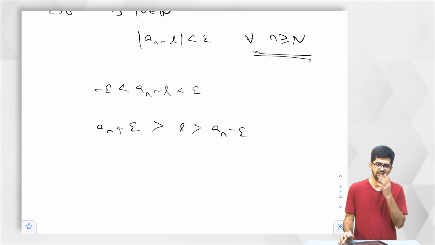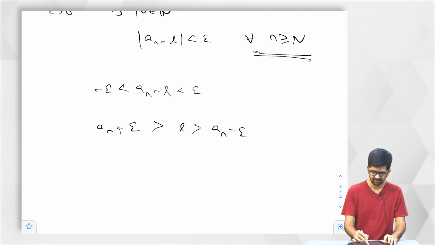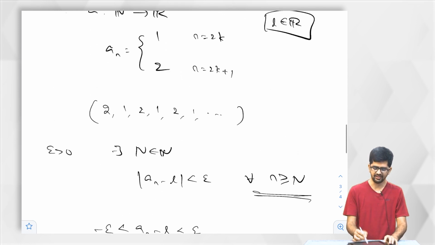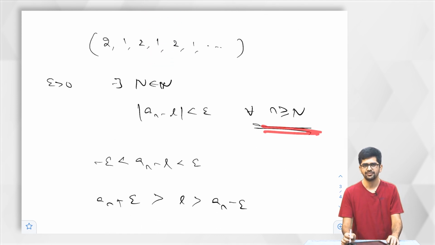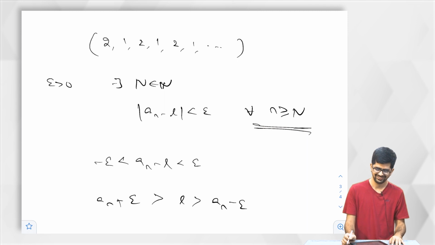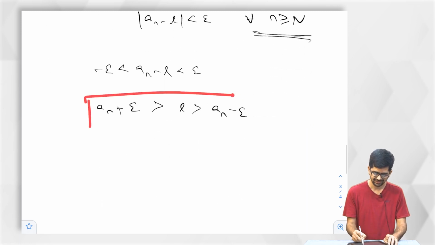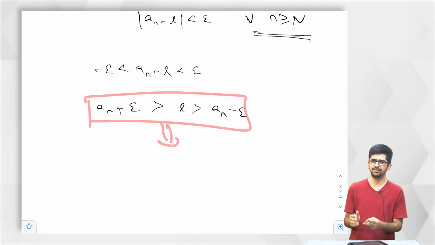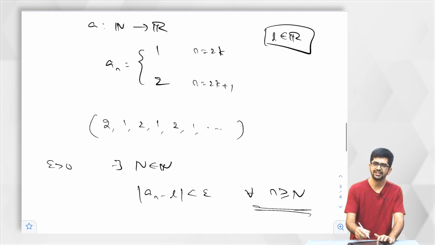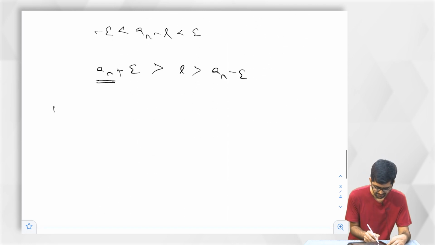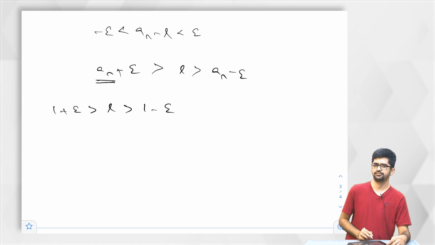Just observe, a_n can take only two values. If n is even, it takes 1. If n is odd, it takes 2. After N also, there will be odd numbers and even numbers. So this suggests there are two possibilities. If n is even, as I said, it takes value 1. So we should have 1 plus epsilon greater than L greater than 1 minus epsilon.